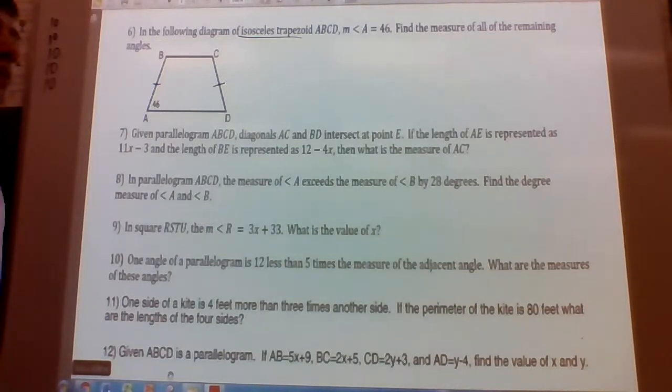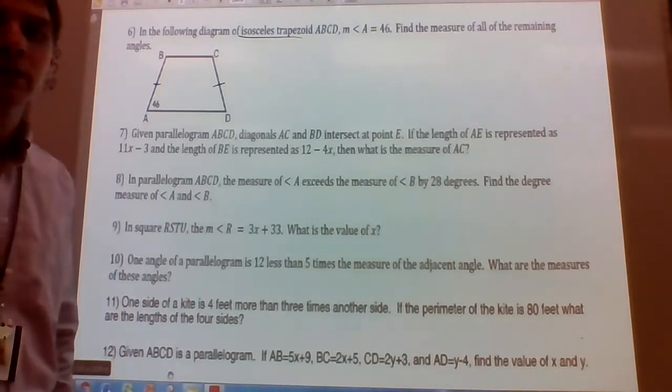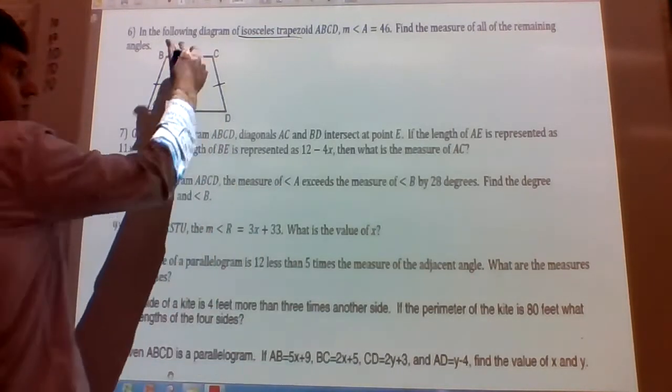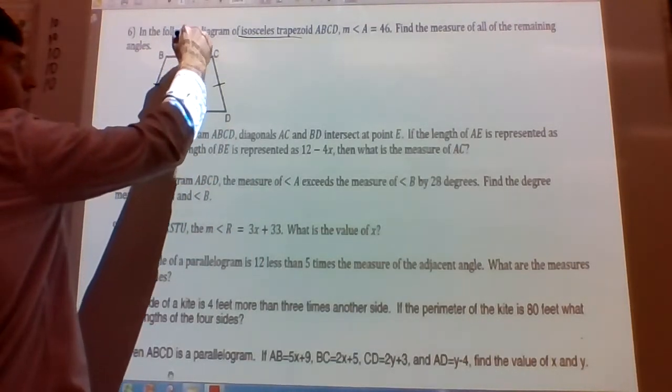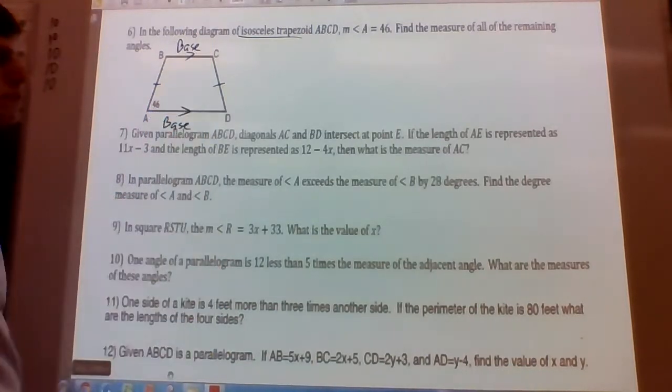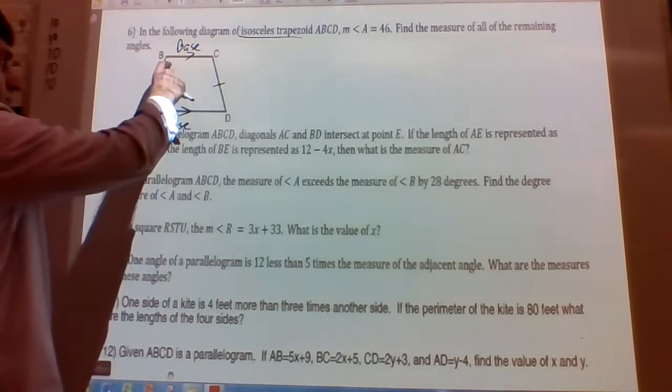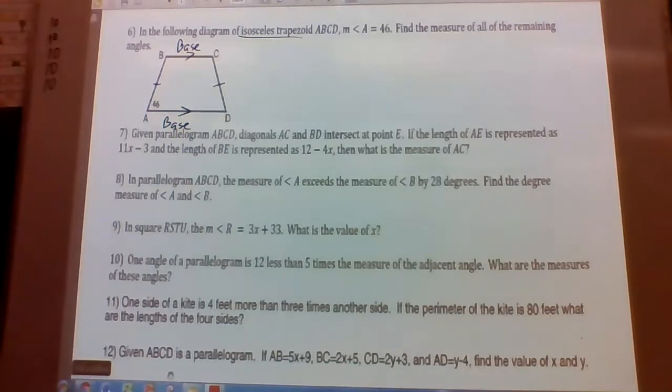Okay, well, we know in all trapezoids that the consecutive angles between the bases are supplementary. So if these are our legs, BC is going to be parallel to AD. So this is going to be a base. This is going to be a base. AD and BC are bases. Trapezoids are quadrilaterals with exactly one pair of parallel sides, and the consecutive angles between the bases are supplementary. In addition to that, with isosceles trapezoids, we know the base angles are congruent. So those are the two angle properties we're going to be looking at.